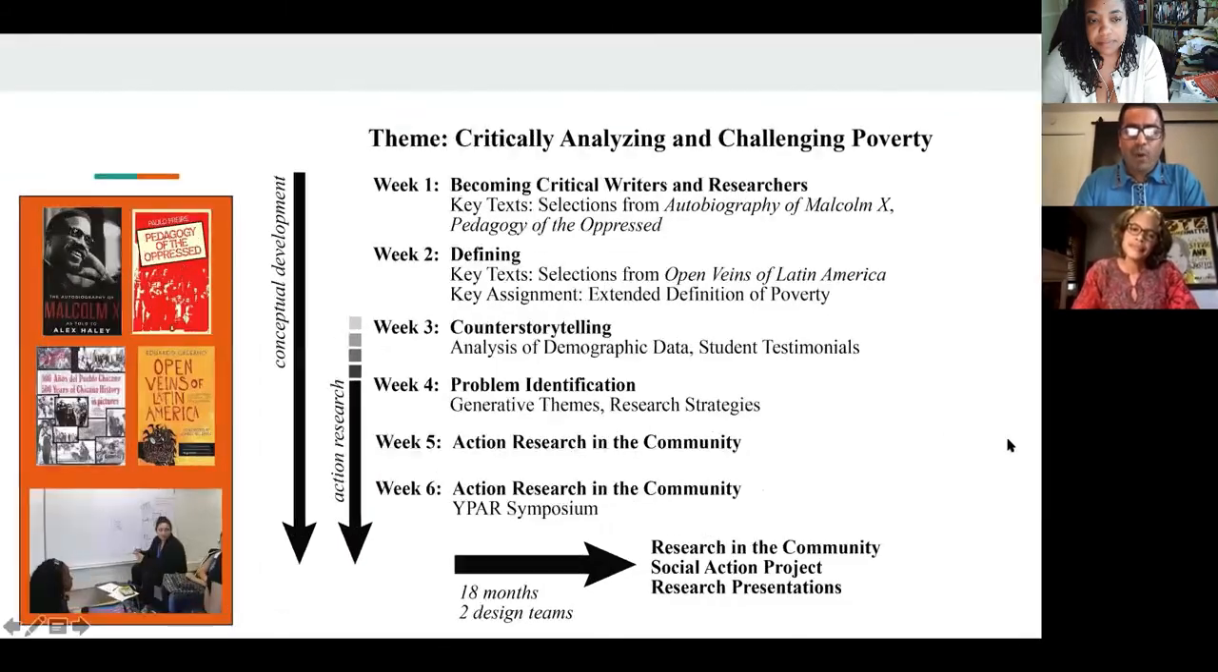So I'm going to walk through an example of something I taught. This was a 6-week course. It served primarily Brown students, and these students came to this course around the theme of critically analyzing and challenging poverty. If you notice the flow of this curriculum, I'm going to talk a little about the kinds of tensions that emerge. My being anti-racist was very intentional about the design of the kinds of things I was teaching. And there are many levels happening here.